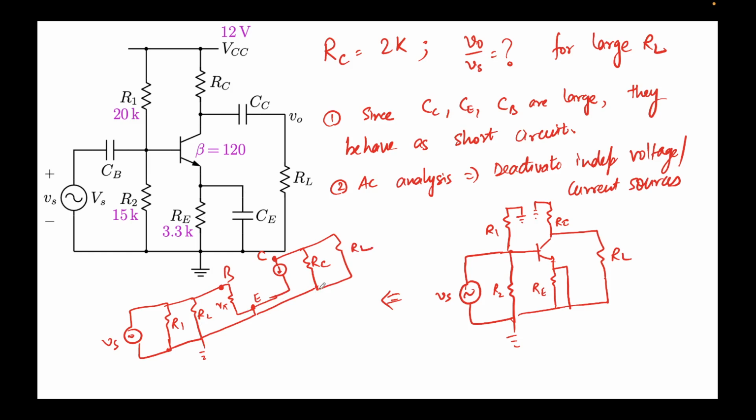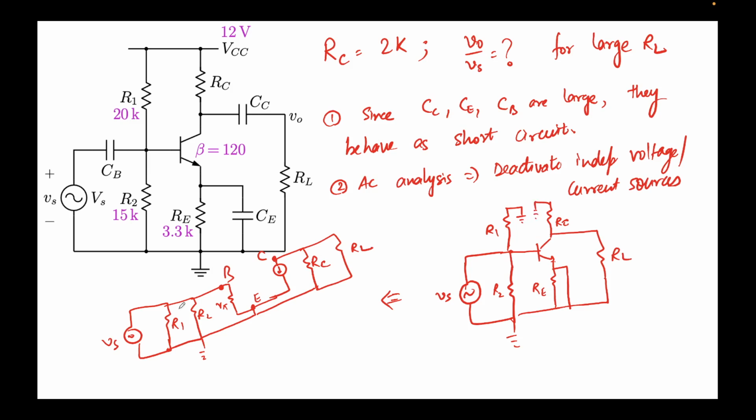I'll revisit this because it is important how we arrived here. First, assuming that CE, CC and CB are large, they'll behave as a short circuit because of 1 upon omega C. So I dropped CB, you see a short here. CC was dropped, that's why you see a short here. There's nothing in series with RL. Finally CE, that's why you see a wire here. And finally we deactivate the independent voltage source, so 12 volts was replaced by a ground.